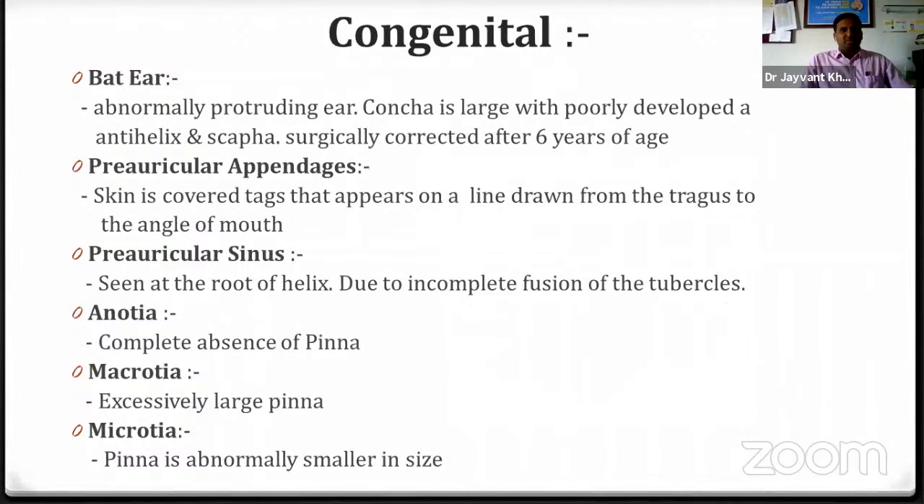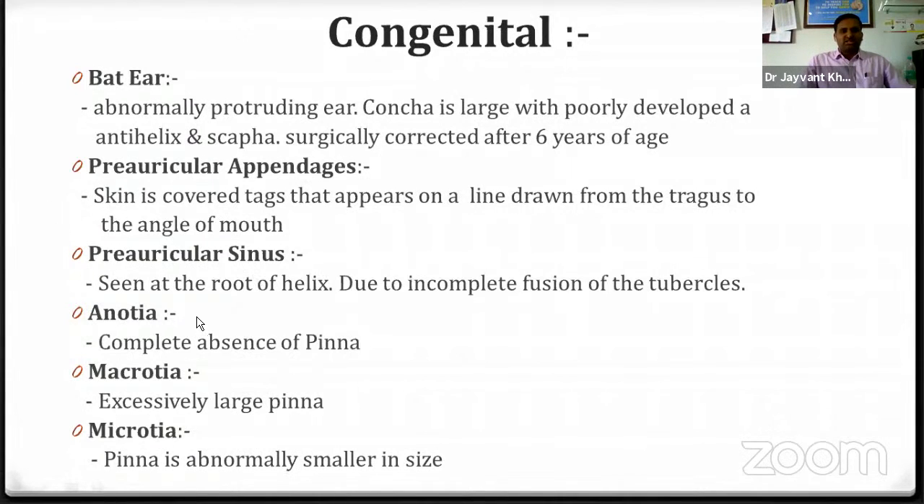Congenital: bat ear, an abnormally protruding ear, where the concha is large with poorly developed antihelix and scapha. Surgically corrected after 6 years. Preauricular appendages are skin-covered tags that appear on a line drawn from the tragus to the angle of the mouth. Okay, I will show you pictorial congenital anomalies of the auricle or pinna in the next slide.